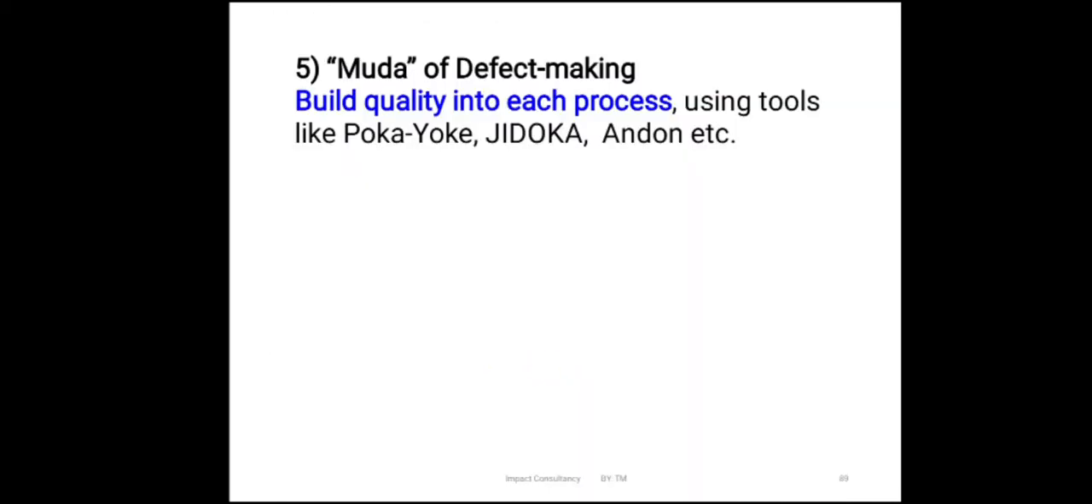The fifth one is Muda of defect making. How to eliminate Muda of defect making is build quality into each process using tools like Poka-yoke, Jidoka, etc. There are many Kaizen tools, so implementing that will avoid defect making, because in Kaizen quality is checked in every quality control circle in the process, not on the output. It's not quality checking, but a quality achieving process.